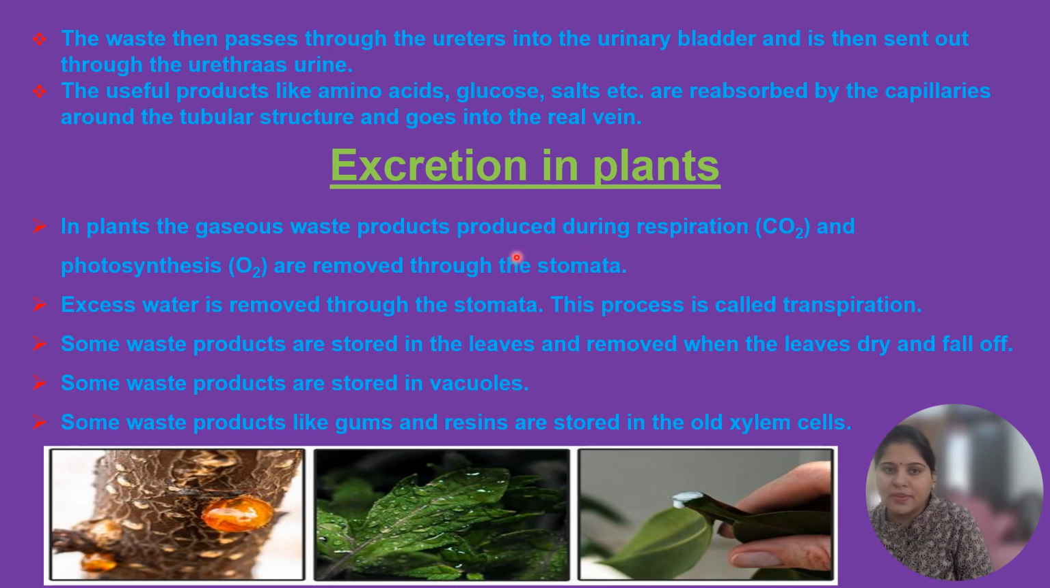Through stomata, exchange of gases takes place, and some waste products are stored in the leaves and removed when the leaves dry and fall off. In that form, waste products can be removed, and some waste products can be stored in the vacuole. Vacuole is the intercellular space in the plant cell. And some waste products like gums and resins are stored in the old xylem cells.